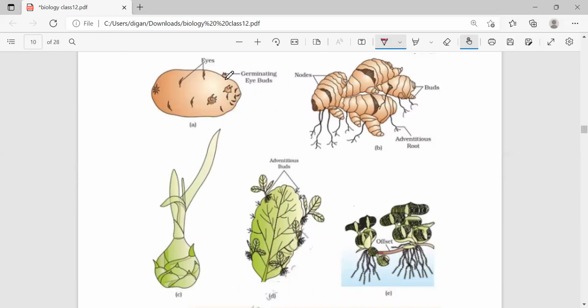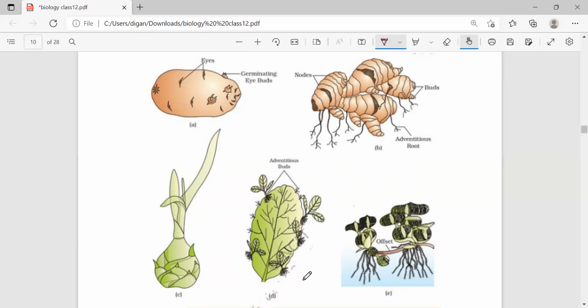Suppose this is a potato. In potato, these are the eyes, and these eyes will work as a vegetative propagule, meaning from this eye a new plant can grow. This is ginger. In ginger, the rhizome acts as a vegetative propagule. From the lower side of this ginger, roots grow, and from the upper end new buds come out, and from these buds new plants can grow. This is onion, and this is the adventitious bud; in this case, from the leaf new plants can grow. That's why in this type of plant, the leaf will work as a vegetative propagule.